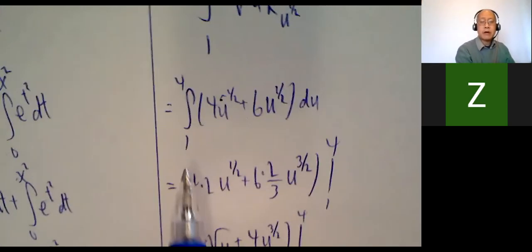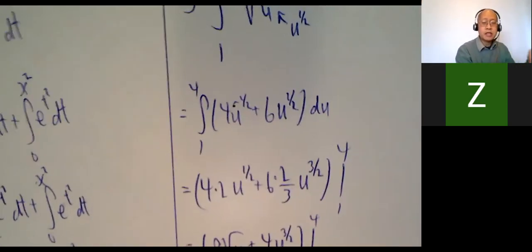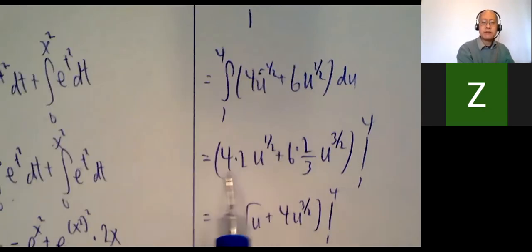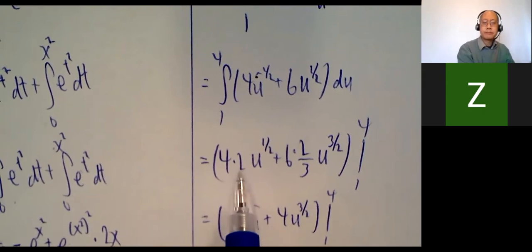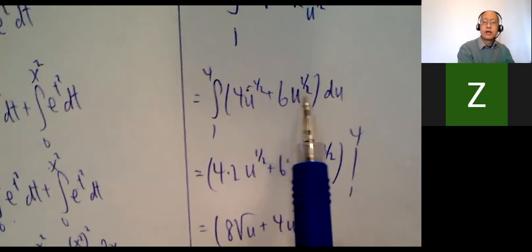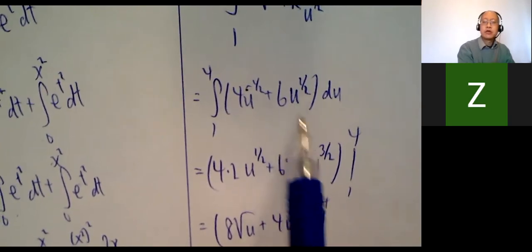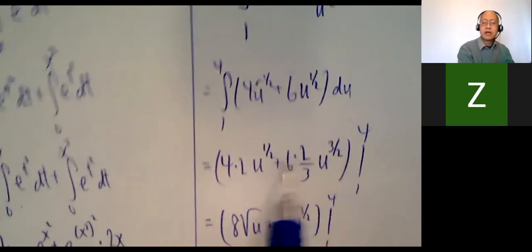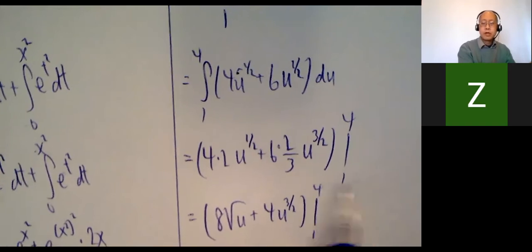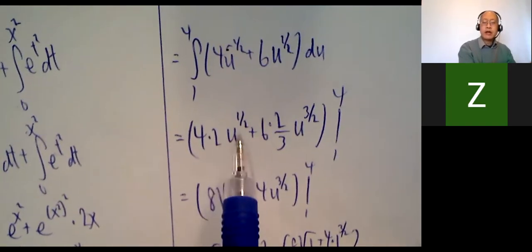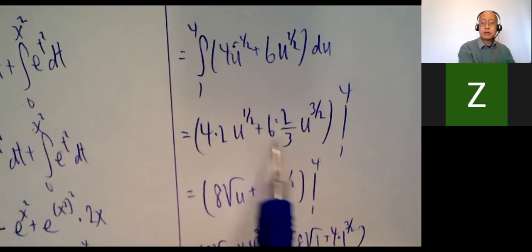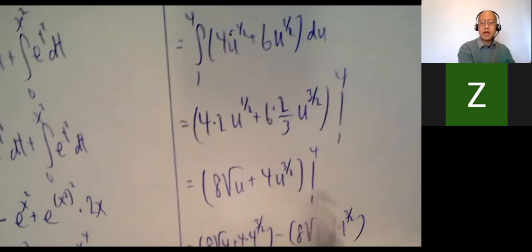Okay, power rule. Negative 1/2 plus 1 is positive 1/2. So 4 times u to the half divided by 1/2, right? Multiply by 2, plus 6. U to the 1 more than 1/2 is 1.5 or 3/2. 6 u to the 3/2 divided by 3/2 means times 2/3, from 1 to 4. Okay, clean this up. Anything to the 1/2 means square root, so 8 radical u. And let's see, 6 divided by 3 is 2, 2 times 2 is 4, 4 u to the 3/2.